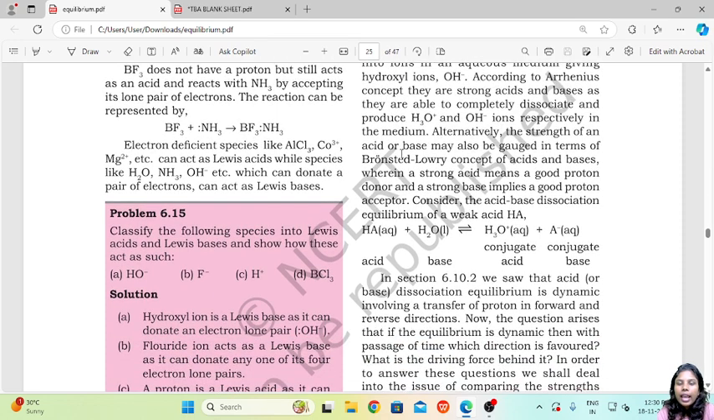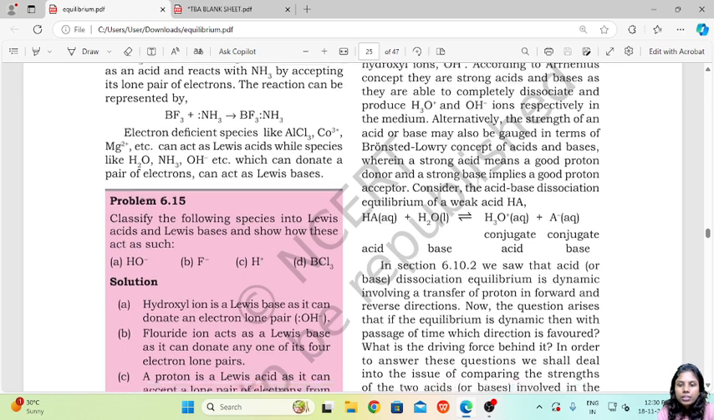Alternatively, the strength of an acid or base may also be gauged in terms of the Bronsted-Lowry concept of acids and bases, wherein a strong acid means a good proton donor and a strong base implies a good proton acceptor. In the Bronsted-Lowry concept, they have spoken directly in terms of protons: the one which is a good proton donor, we call a strong acid, and the one which is a good proton acceptor, we call a strong base.